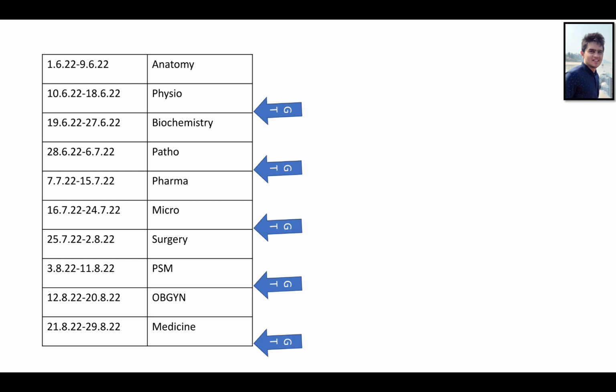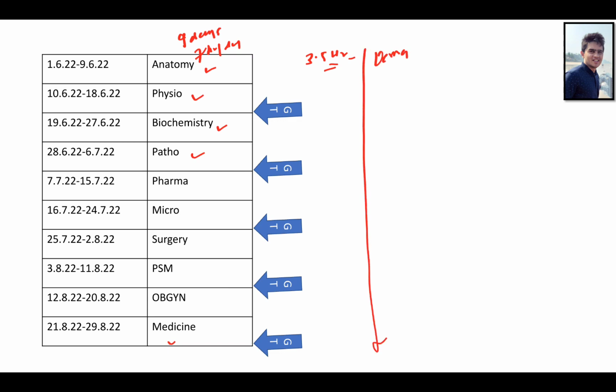Also, I'll give you one example. For example, from the 1st of June to the 9th of June you can plan your anatomy. After that physiology, then biochemistry, patho, till the 29th of August. If you assign 9 days each, 7 hours a day, this is how it will happen. Along with that you add 3.5 hours of your short subjects here, starting from derma, radio, psychiatry, all the 6 short subjects, for which you assign around 6 days each.